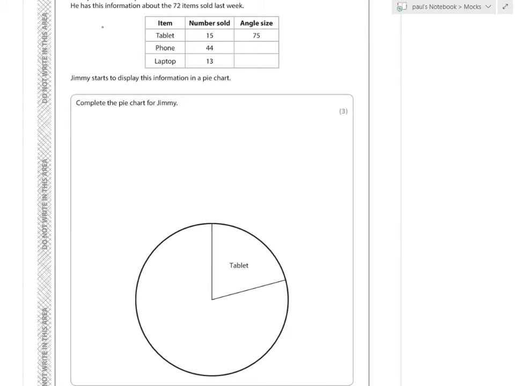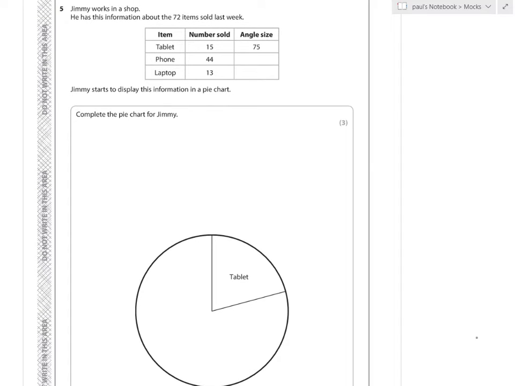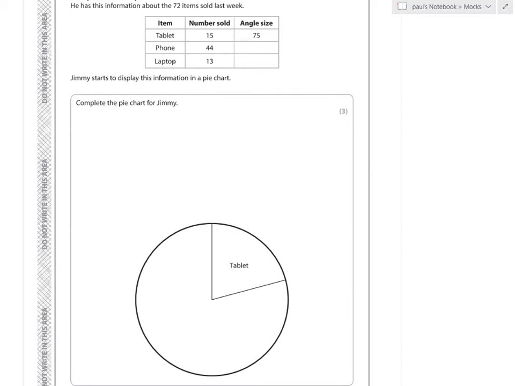So what we're doing now, Jimmy works in a shop. Right, here's information about 72 items sold last week.